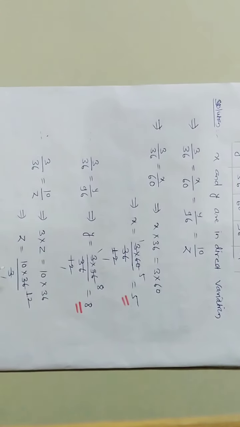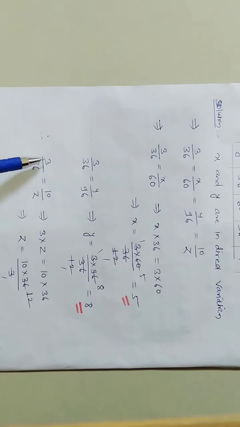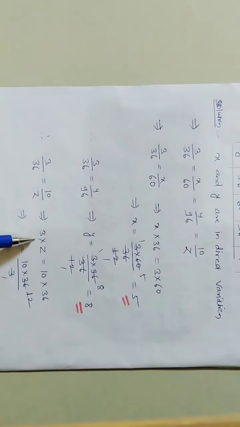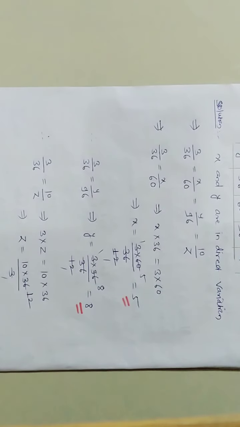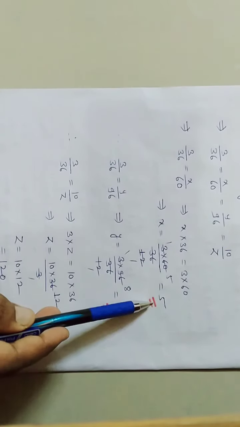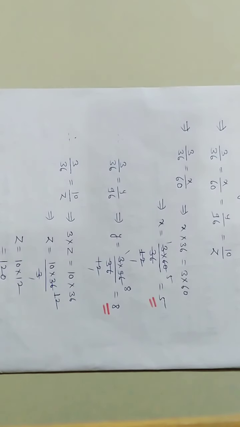Now we will find out the value of z. So 3 upon 36 is equal to 10 upon z. Cross multiplication, 3 multiplied by z is equal to 10 multiplied by 36. So z is equal to 10 multiplied by 36 divided by 3. 3 ones are 3, 3 twos are 6, so 12 multiplied by 10, which is equal to 120. So the value of x is 5, the value of y is 8 and the value of z is 120.